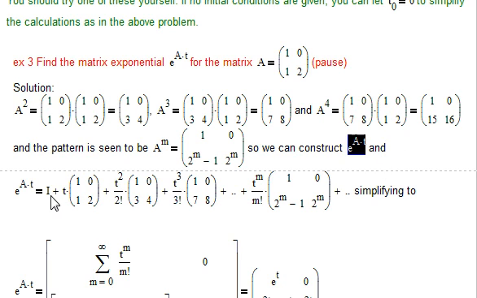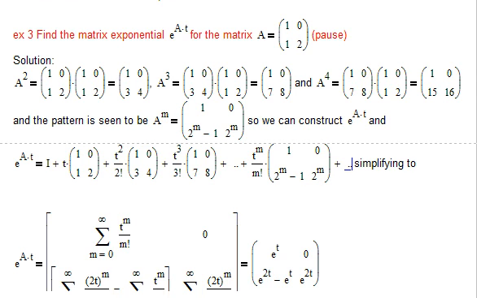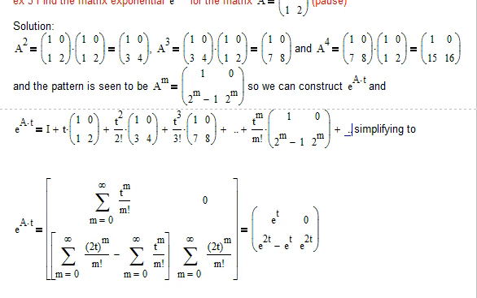e to the At is I plus t times this matrix, plus t squared over 2 factorial times this matrix. That's A squared. This is A cubed, so t cubed over 3 factorial times this matrix. And finally we wind up with t to the m over m factorial times this generalized matrix, etc. But now, does this simplify? And the answer is yes.